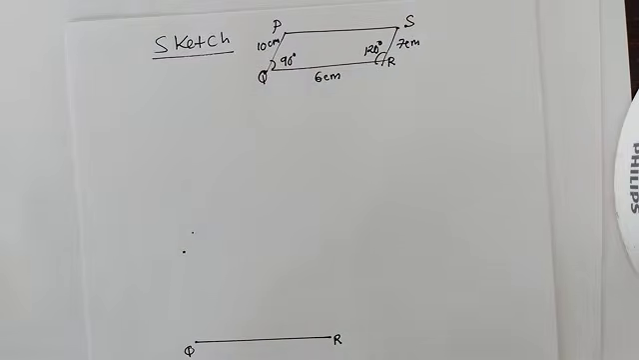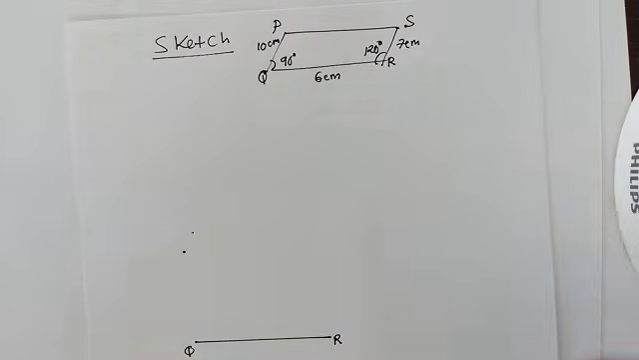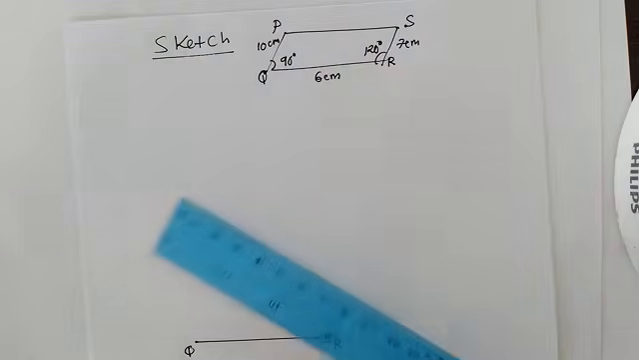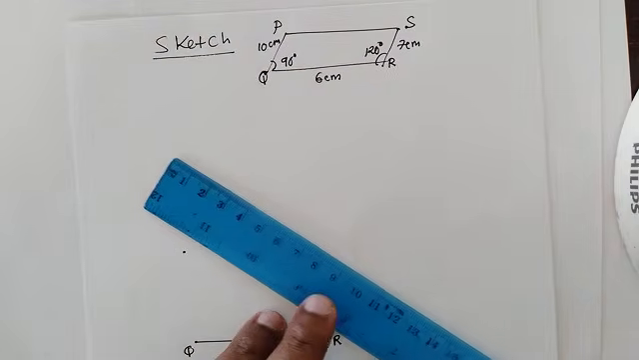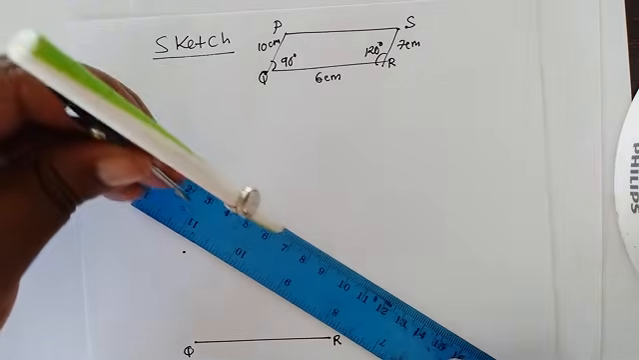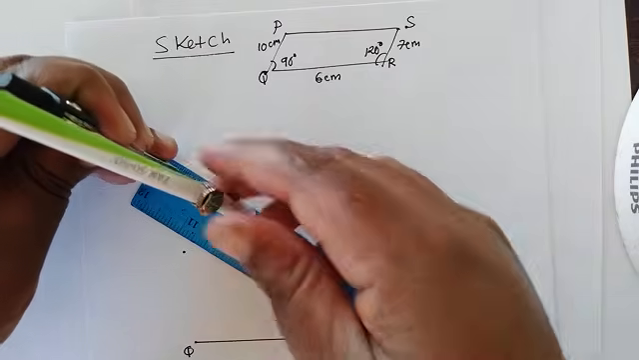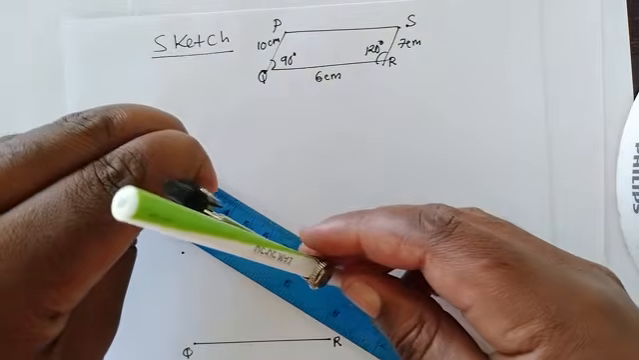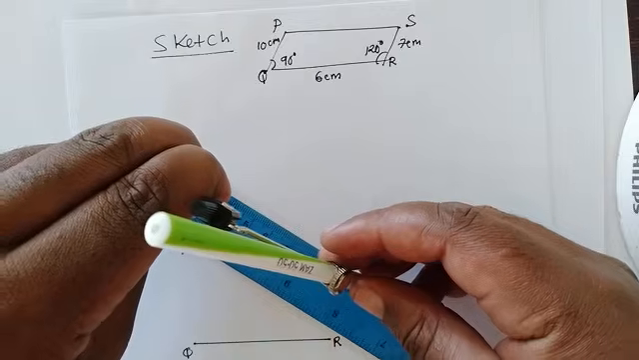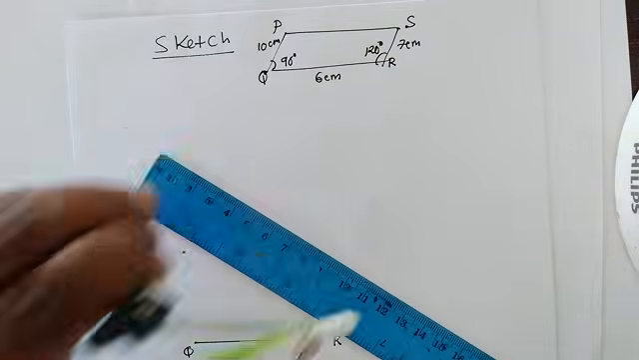From Q to P, it is 10 centimeters. So you measure 10 centimeters with a ruler. Of course, you can use a pencil. I'm doing this so that it is visible. Okay. So I can start from 1 so that I go all the way to 11. From 1, I'll extend this to 11. So it means this is 10. Okay.